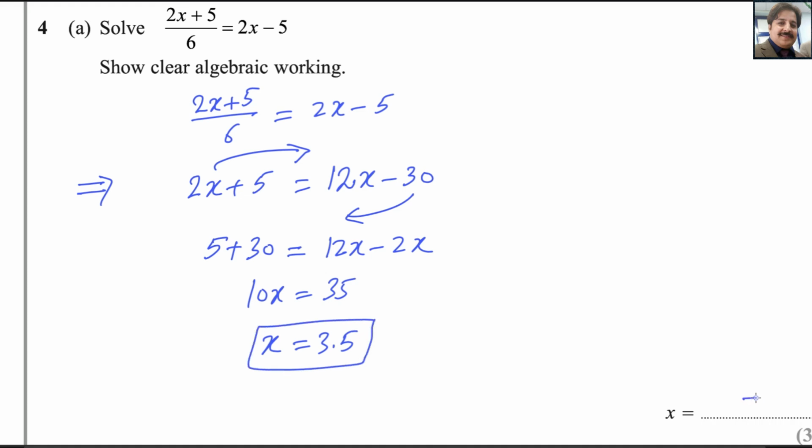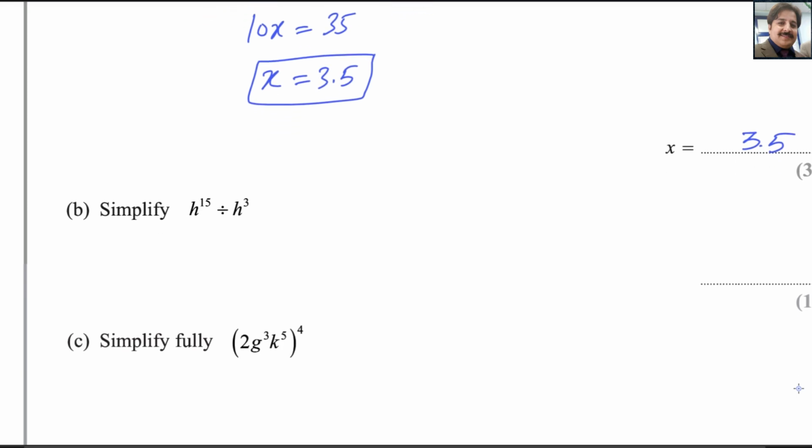So write in this space 3.5. Second part, simplify h power 15 divided by h power 3. We know that if the bases are same and they are dividing, powers are subtracted. So we will subtract the powers. H and power 12. So you can write here h power 12.